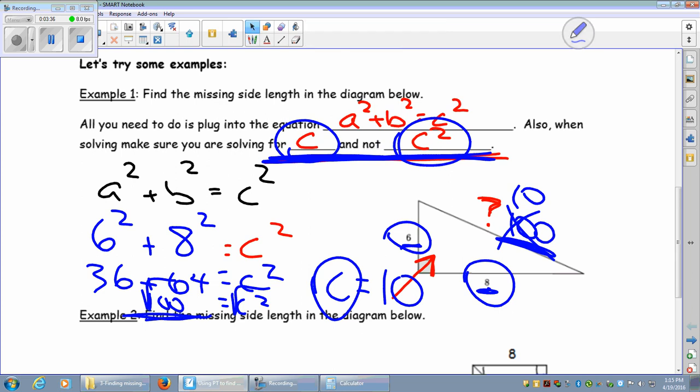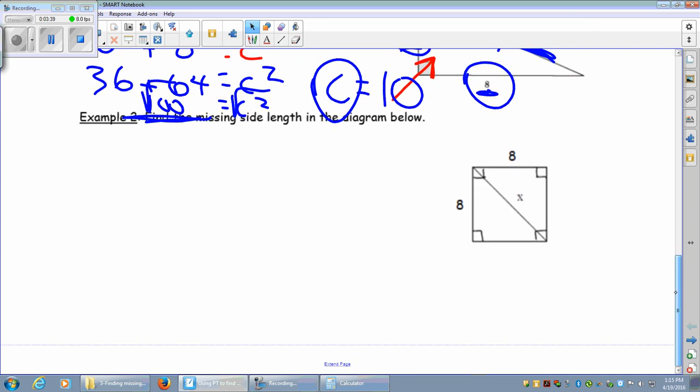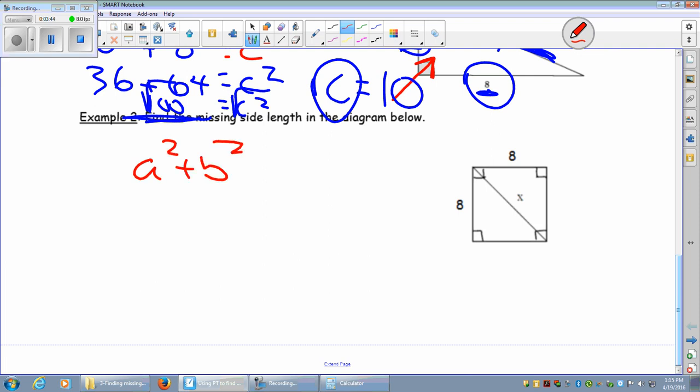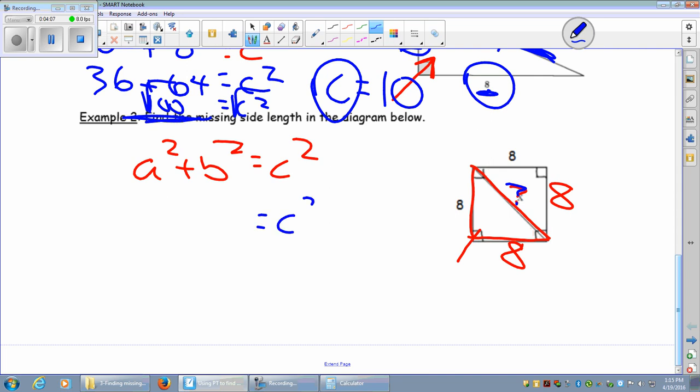All right, let's do another example just like that. I promise it's going to start to make a little bit more sense. So again, I'm just going to plug into a squared plus b squared is equal to c squared. I need to find this side, which again is right across from my 90-degree angle. And if I'm looking at that triangle, obviously the side is 8 as well, because it seems like this thing is a square. Alright, so now let's plug in. Again, the thing that I don't know, this guy is the hypotenuse, so that's my c squared. And the other two are going to be 8 squared and 8 squared.